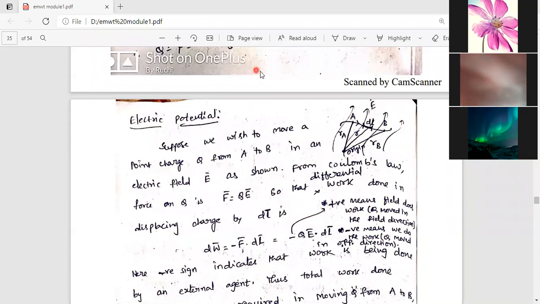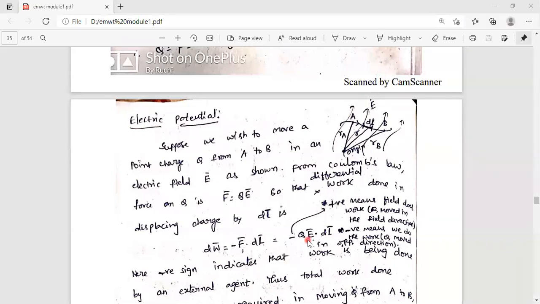Wait 1 minute. There is a problem with my laptop. Screen is not visible to me. My screen. Okay. Complete the screen off. I think there is a problem. Now it's okay.